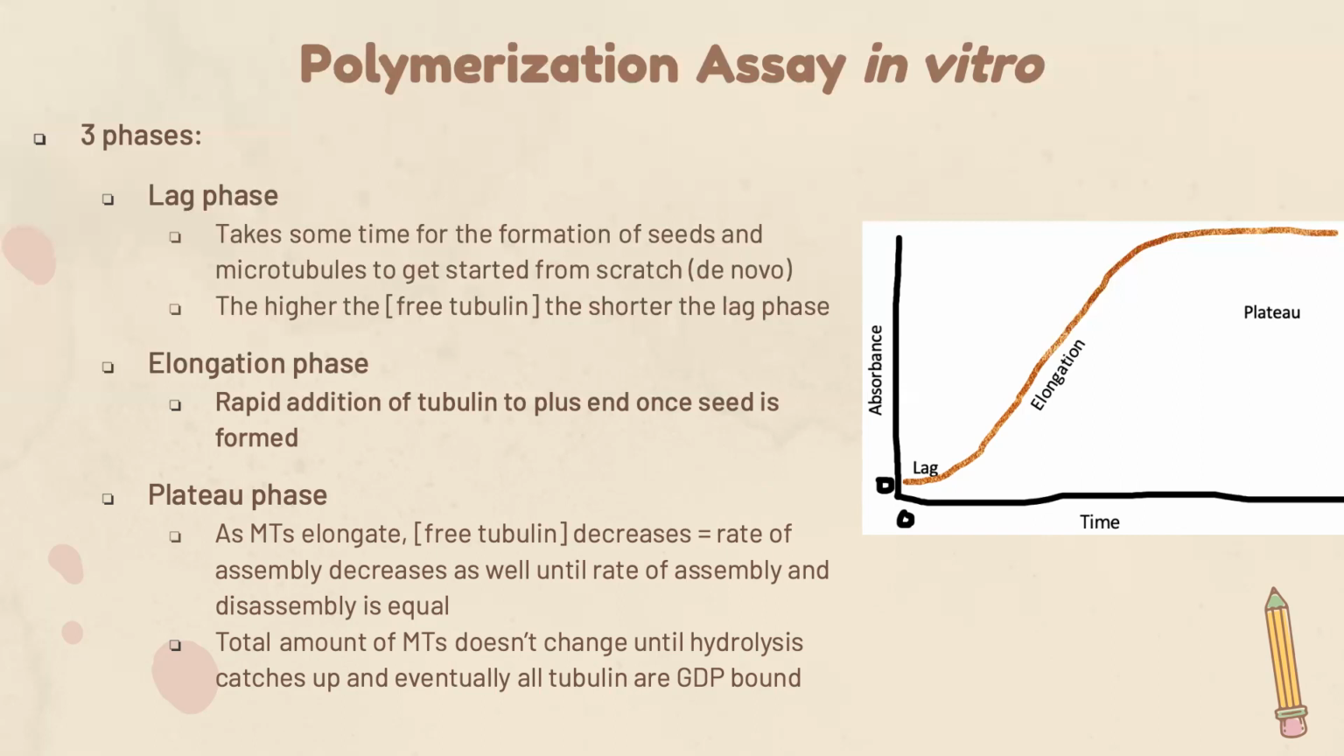And it won't be able to rebuild itself because unlike a normal cell, everything is going to stay GDP bound. It's not going to have the mechanisms inside a test tube to switch the GDP for GTP. So once everything's used up, there's no going back. You can't remake another microtubule from the same stuff that you originally put in. Does that make sense? Any questions so far?